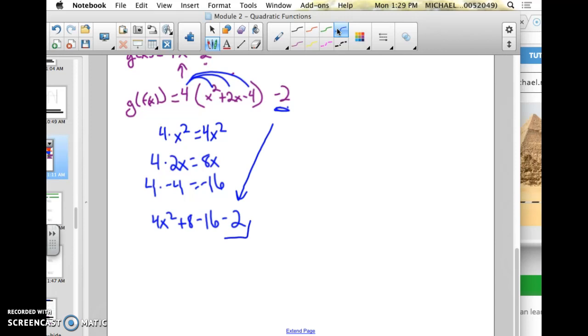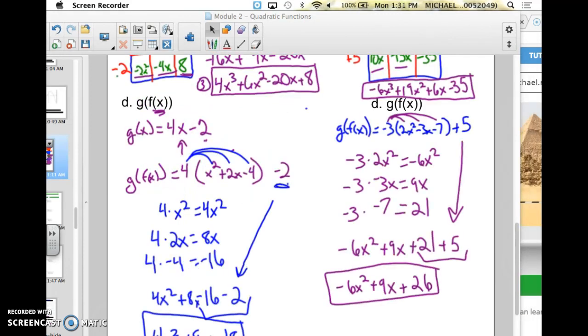And then these two terms combine, so I get 4x squared plus 8x, and then negative 16 minus 2 is a negative 18. And I am done. Alright, pause the video one last time and try yours. Compose the two functions correctly, you should have gotten negative 6x squared plus 9x plus 26.